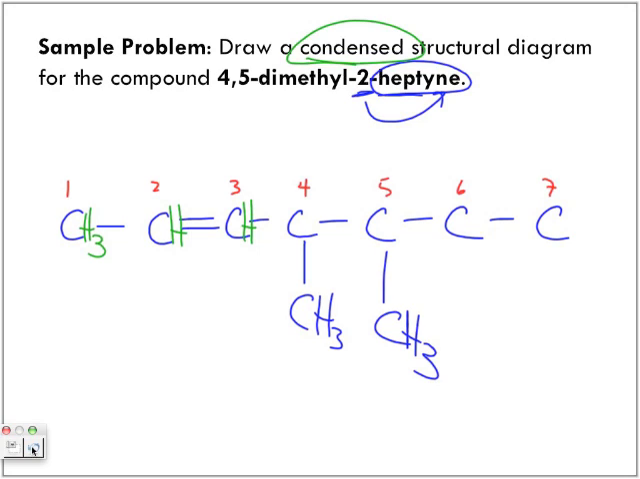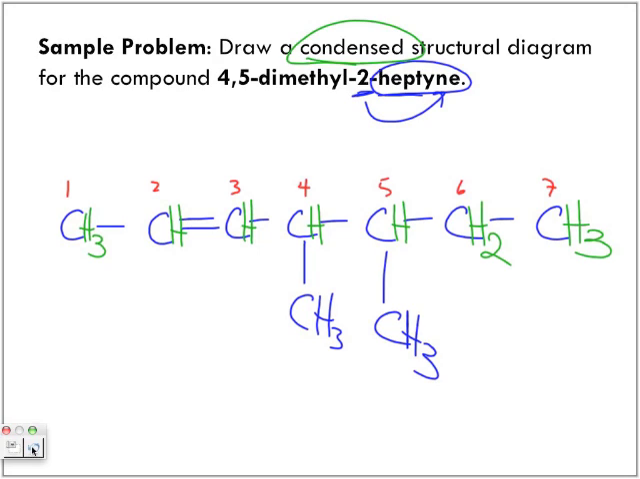So let's look at number 4. The number 4 carbon also has 3 bonds. So it has room for a 4th bond to a hydrogen. Number 5, same thing. 3 bonds, has room for 1 more hydrogen, 1 more bond. Carbon number 6 has 2 bonds, so it has room for 2 more hydrogens. And the last one has only 1 bond. It has room for 3 hydrogens.